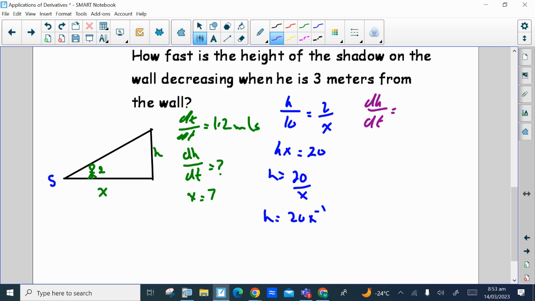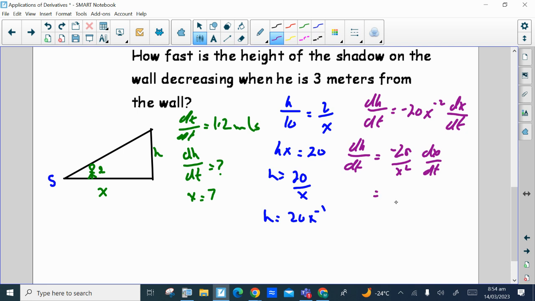So you'll get dh by dt equals, when you differentiate the right side, again, there's 2 steps. You must use a chain rule. The first step is the power rule, so the negative 1 is multiplied by the 20 in front. The power decreases by 1, and we also multiply by the derivative of x with respect to time, dx by dt. So dh by dt will equal negative 20 over x squared dx by dt.